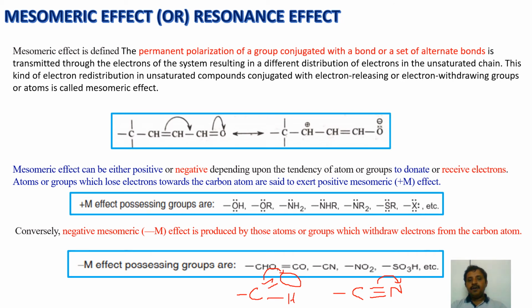I repeat, whenever an atom or a group connected to a double bonded system has lone pairs, it acts with positive effect. Whenever it is connected with an electronegative atom with a double or triple bond, then it acts with negative effect. Whenever lone pairs are there, positive effect. Whenever it is connected to a double or triple bond, it shows a negative effect.